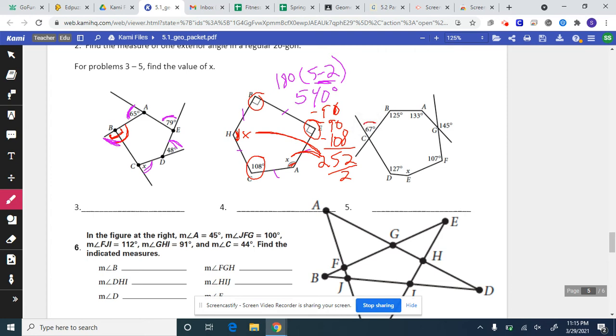So this is 67, and this is a linear pair with the 67. So to get this angle here, I have to do 180 minus 67. And then over here at G, these are vertical, which means they're congruent. So G is also 145. So then once I have that, I subtract all of those angles from the sum.